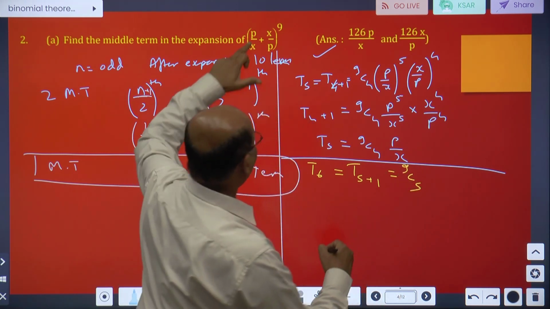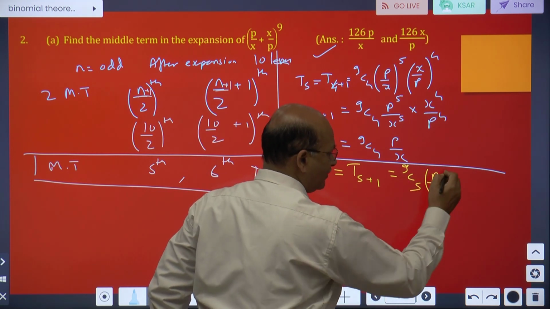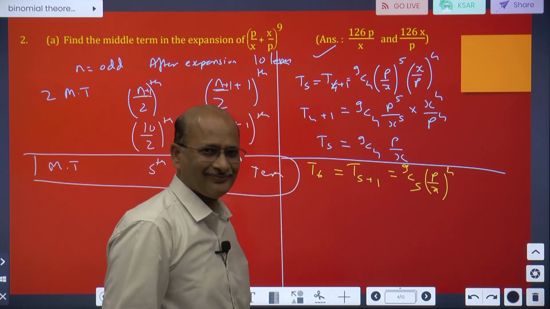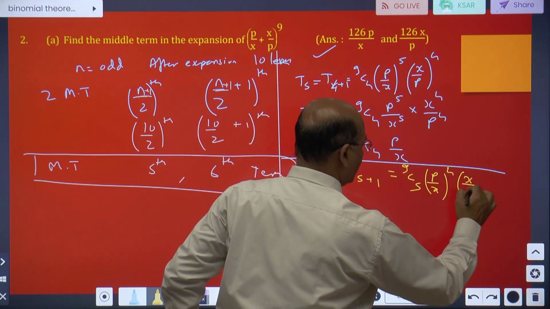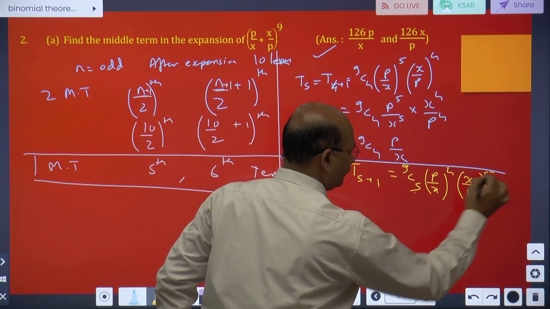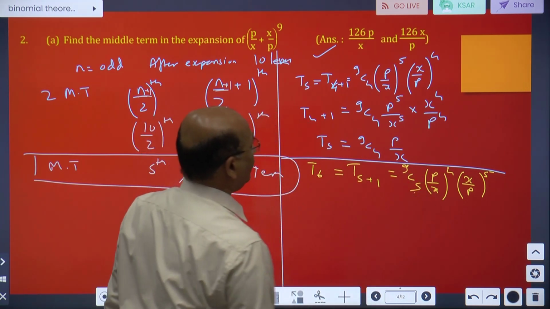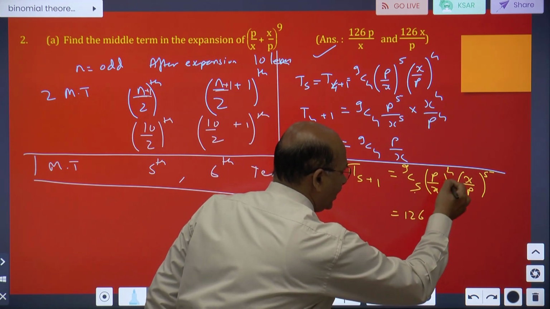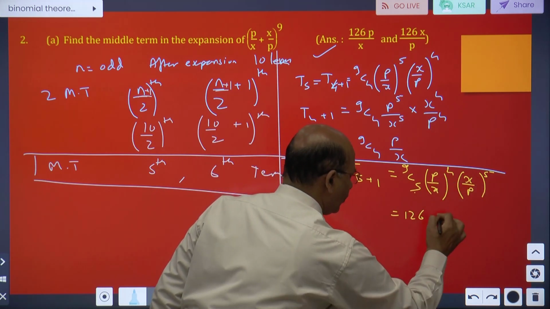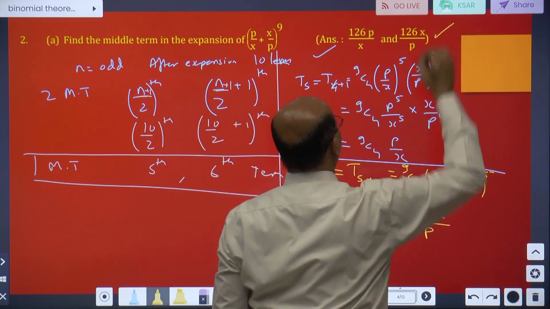9C5. First term raised to the difference of this, 9 minus 5, that is 4. Getting it? Then the second term. What is the second term? x upon p raised to this 5. Now I think it will be reversed. So 9C5, what is 9C5? I calculated 126. Here x is more, so it is x upon p. Great. The second middle term also you got.